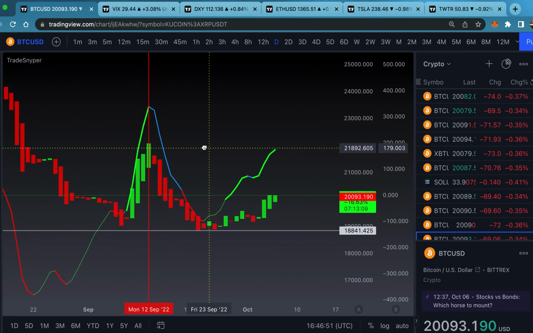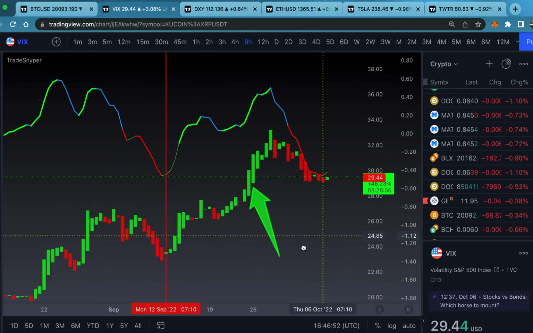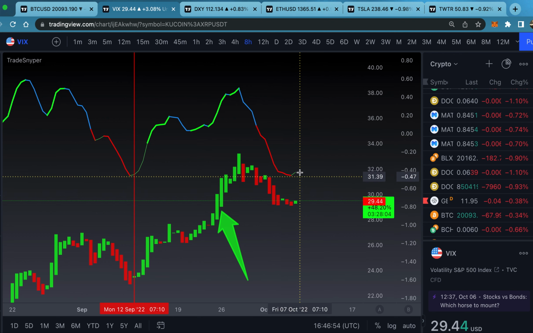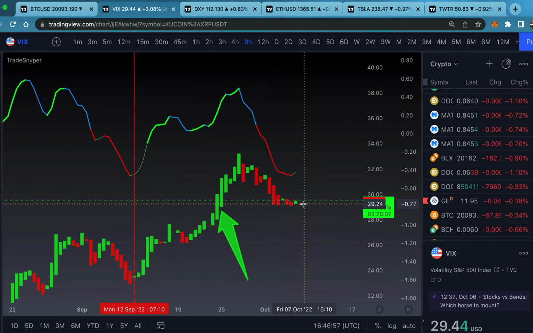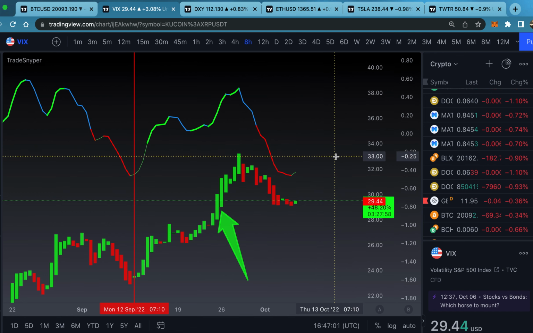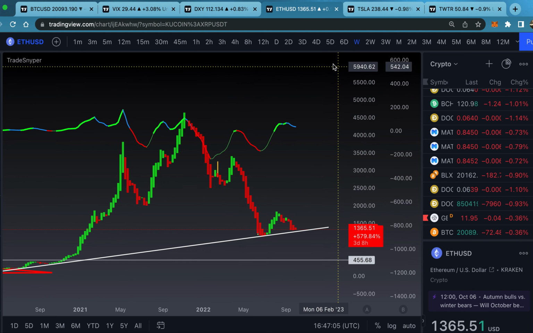So that's another thing we have to pay close attention to, as the volatility index just flipped green, which signals that it's going to shoot to the upside potentially. So we're going to be paying close attention to that as well. Let's take a look at ETH real quick, and then we'll finish off with a couple other stocks.